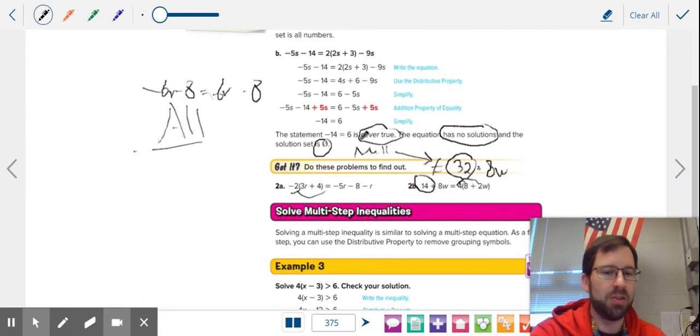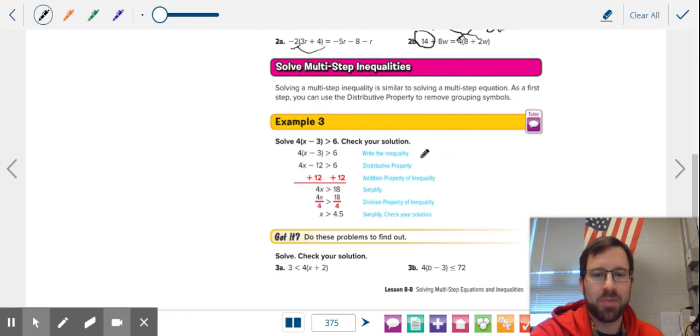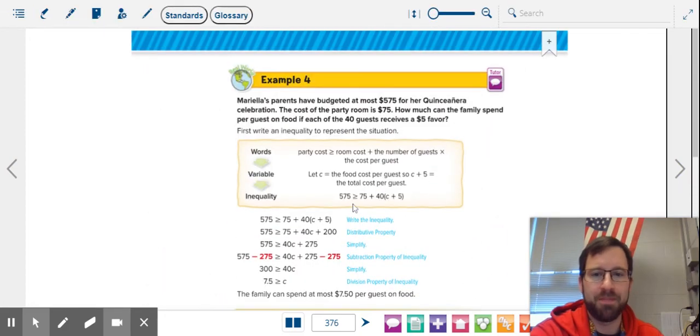Okay, so there's a lot of options. You can put never true, no solutions. You can use this fancy symbol here. It's called a null set. Now with multi-step inequalities, I'm going to skip these. You just distribute. You could divide by 4, and then take away 2. Divide by 4, add 3.